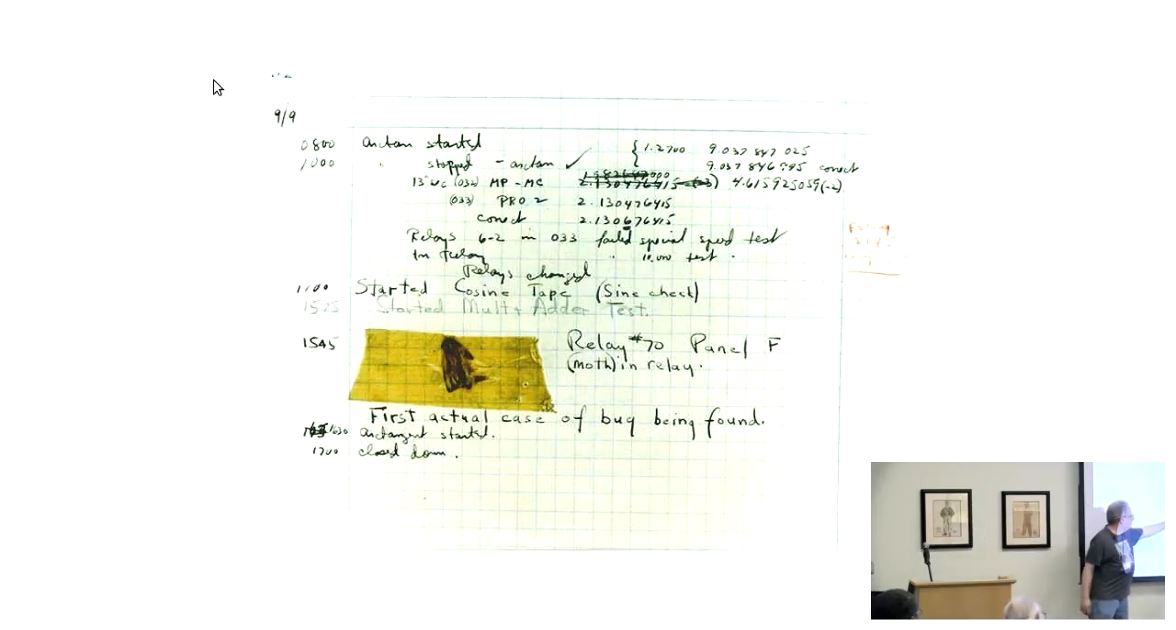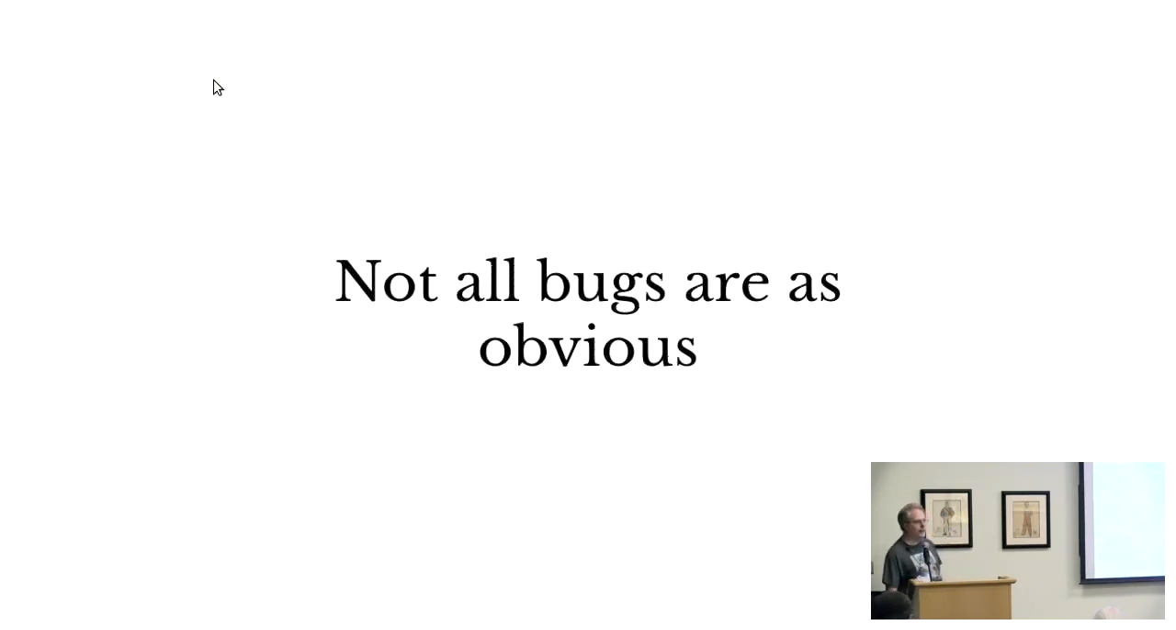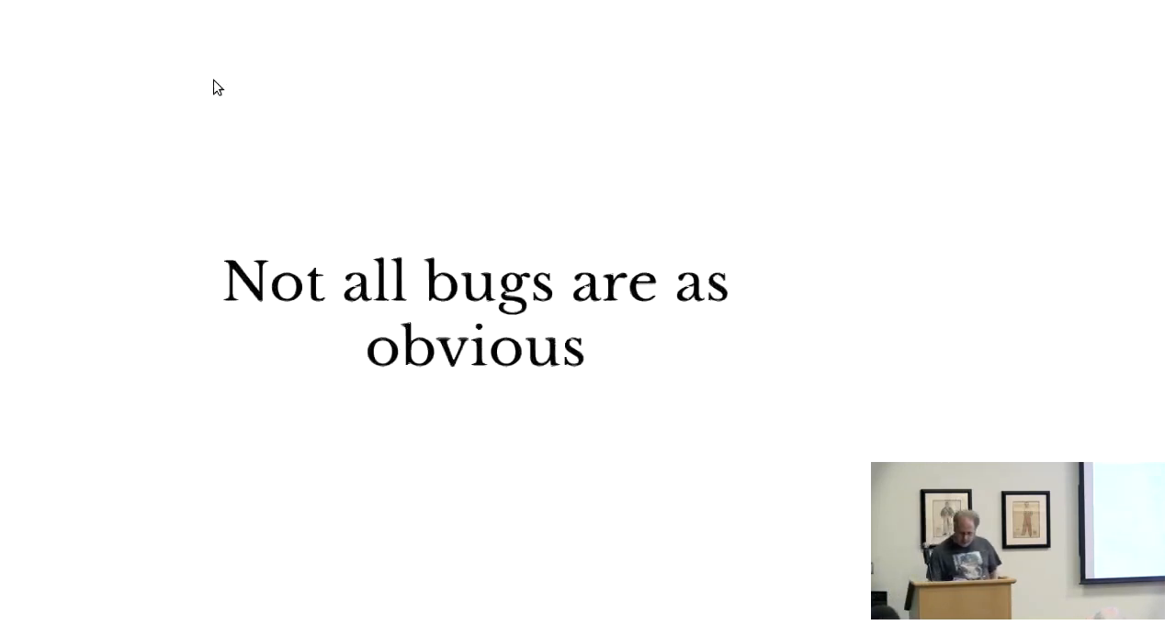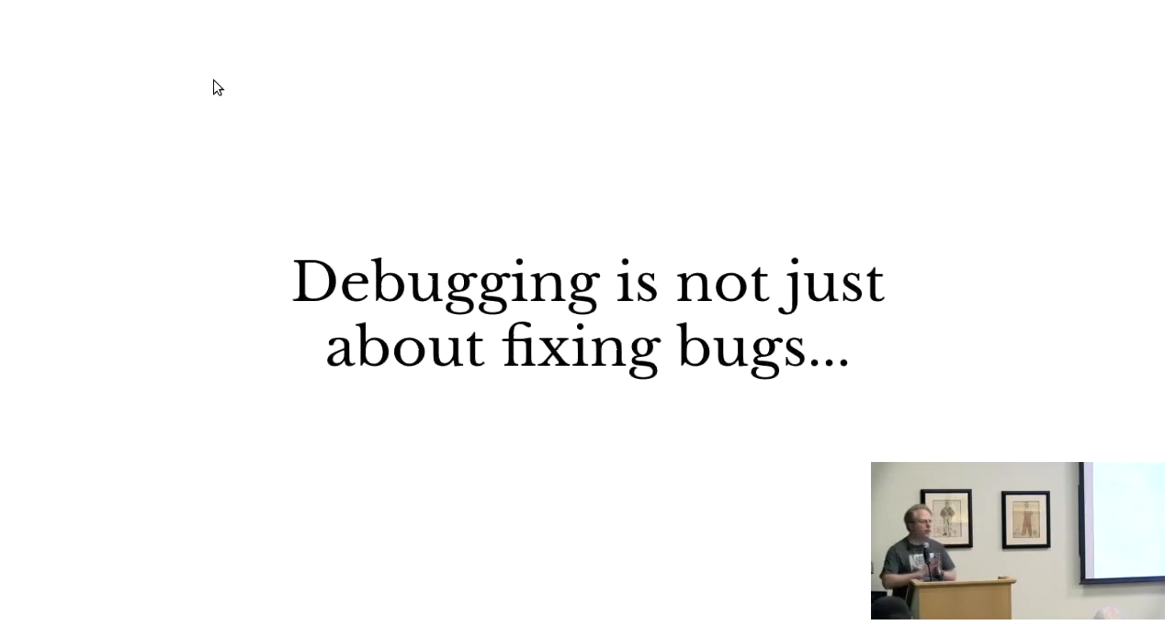This is a moth that was in the relay panel of the Mark II computer. It's in the Smithsonian. You can take a look at it. Hopefully our bugs won't be quite as famous as that bug. But not all bugs are as obvious as a giant moth in a relay on an old computer. Sometimes it takes a little bit more.